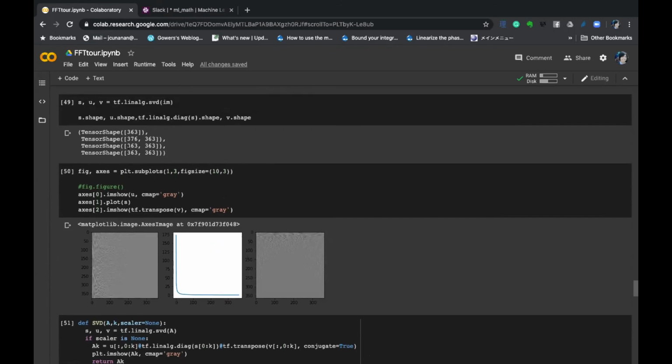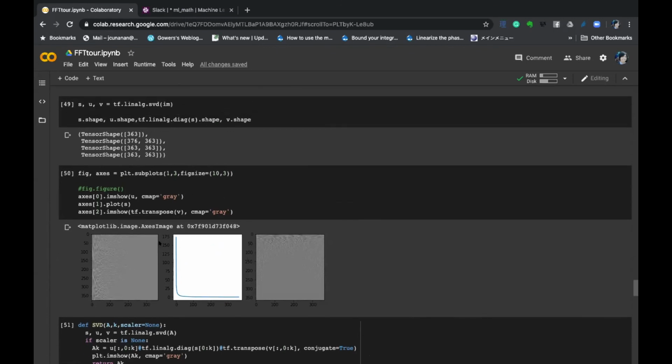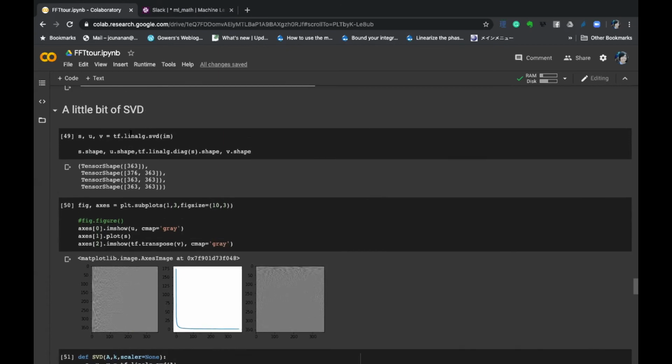So in the middle diagram that you plotted, this 0 is the first eigenvalue, and then as you move along, the singular values go near 0 quite quickly, right? It shows here because these are the values of S in the SVD.